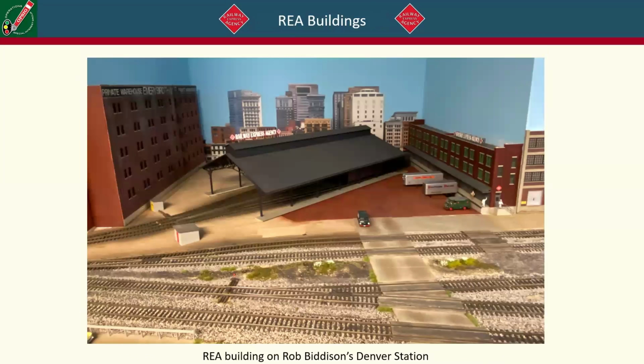Okay, this is an example of an REA facility. This is on Rob Bittison's layout, at his Denver station. I thought this is a very good model to show how to do an REA station. And I also like how it's basically its own inlet. So it goes in the back, so you can store more cars in there.